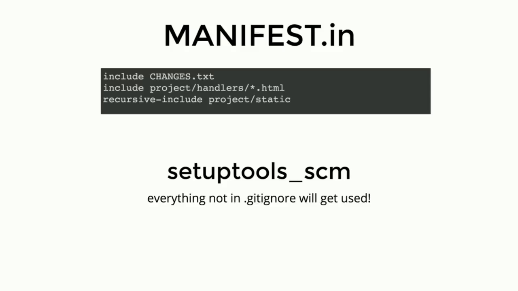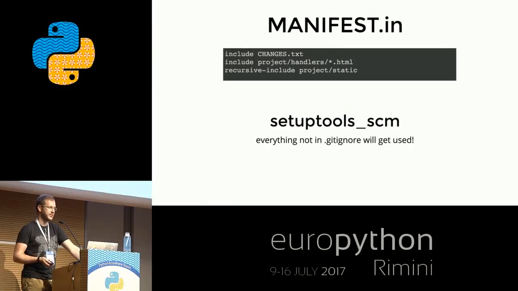And that is the second great thing of the Setuptools SCM. Everything not in gitignore will be added invisibly to the manifest.in. So just keep your gitignore file written well, and Setuptools SCM will care for the rest.